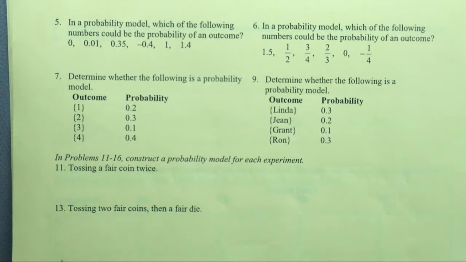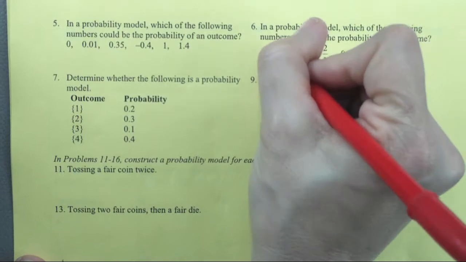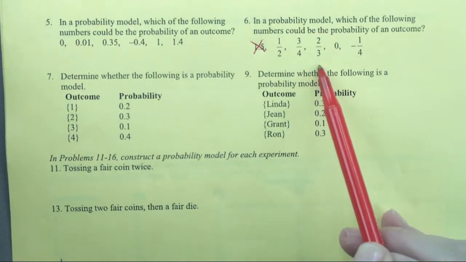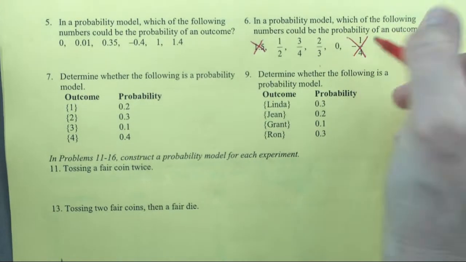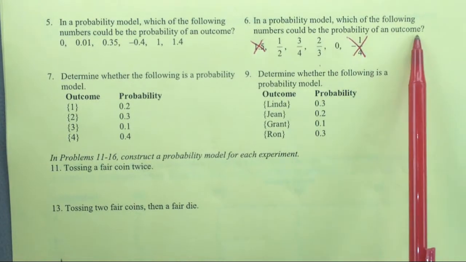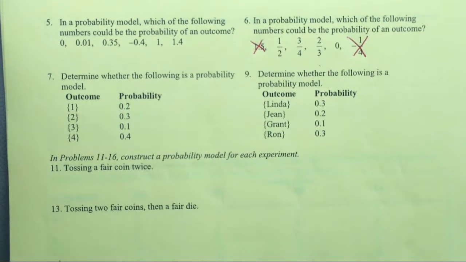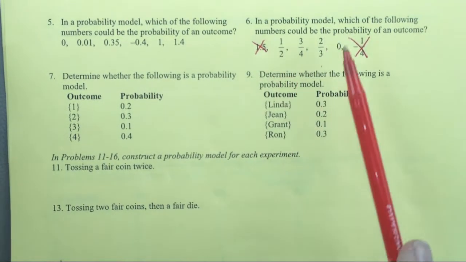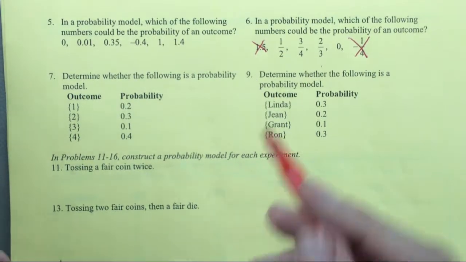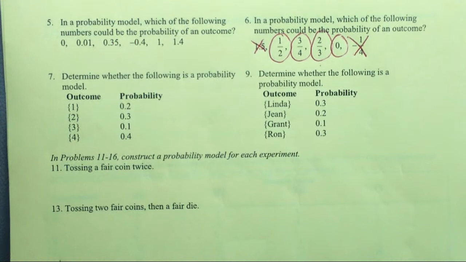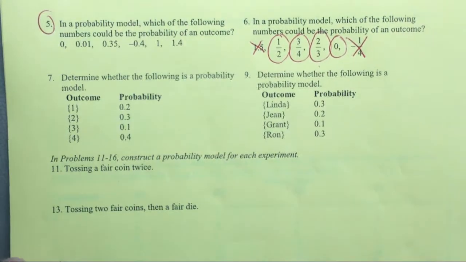So remember, we said it has to be less than 1, and it can't be negative. So 1.5 can't be it. It's too big. 1/2 is okay. 3/4 is okay. 2/3 is okay. 0 is even okay. But the negative is not. So when they ask which of the following numbers could be the probability of an outcome, it has to be less than 1, and it can't be negative. 0 is okay. 1 is okay. And all these fractions that are less than 1 are okay. So every single one of these would be a probability outcome. And I'm going to let you go do 5. You're going to do it the same way.